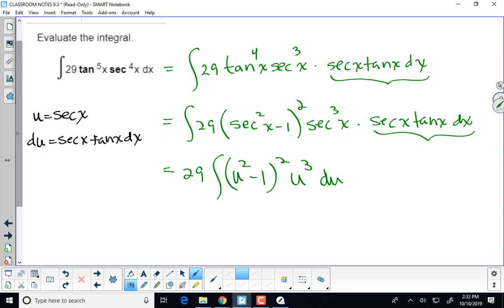So the other possibility here, we'd pull off secant squared and turn the secant squared that's left into tan squared plus 1, and figure that way also. So this one could go either way.